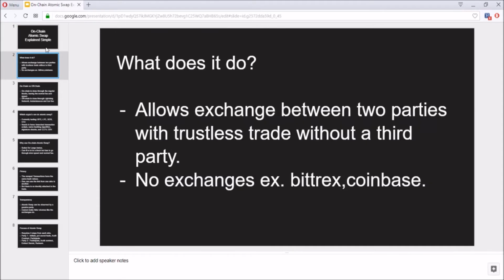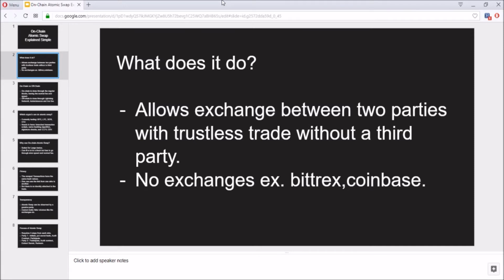So what does it do? On-chain atomic swap allows an exchange between two parties, a trustless trade without a third party. I'm going to use Decred's atomic swap with Litecoin as an example. If you want to go from, let's say, 5 Decred to 2 Litecoin, actually let me revise that. There is a fixed value between the two cryptocurrencies. So let's just say, for example, that 2 Decred equals 1 Litecoin.